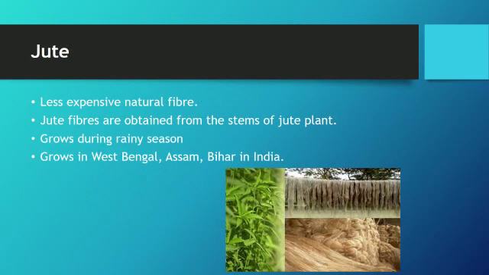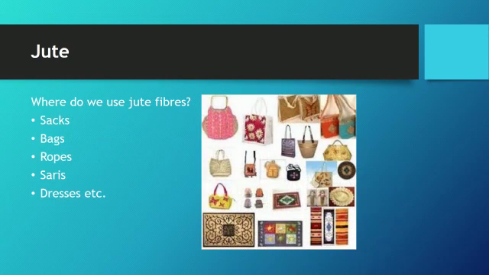Another example of a natural fiber, again from a plant source, is a very less expensive natural fiber. Jute fibers are obtained from the stem of the jute plant. It grows during the rainy season and grows best in West Bengal, Assam, Bihar, etc. in India. Where do we use them? We use them in sacks, bags, ropes, saris, dresses, etc. We get a lot of materials that are made out of jute.